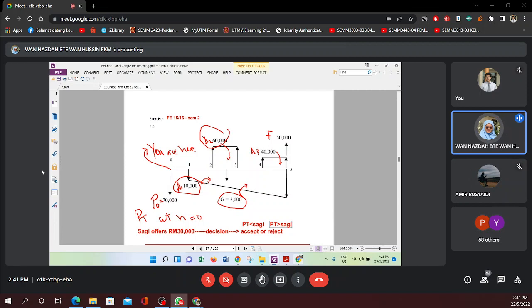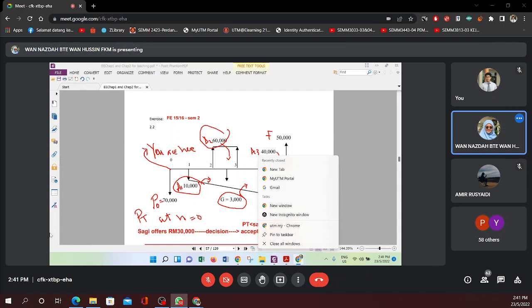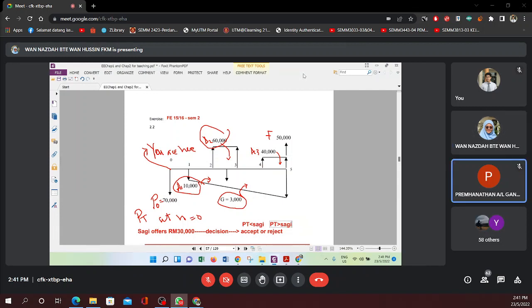So your P total, we are talking now, is P total positive or P total negative? Do you understand my question? You want to accept the offer from Sagi if your P total is less than what has been offered by Sagi. So the P total we are talking about here is P total income or expenditure? Income.